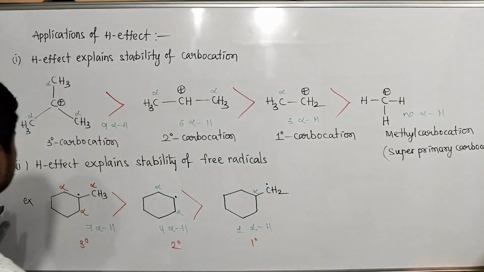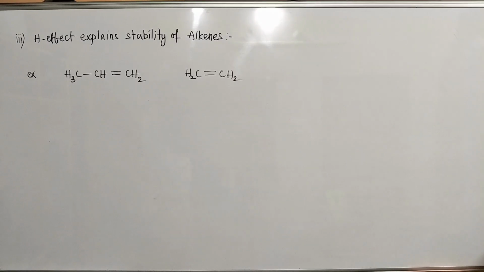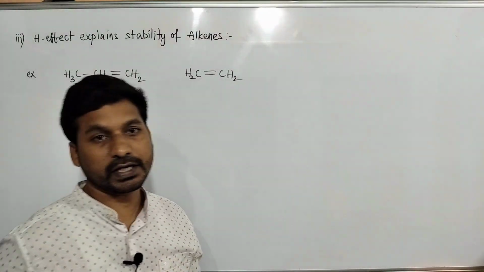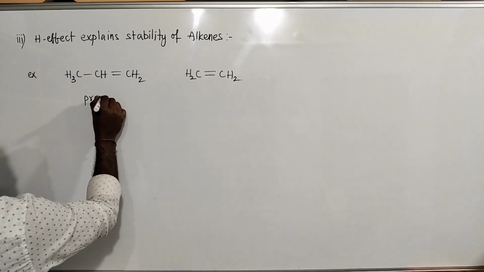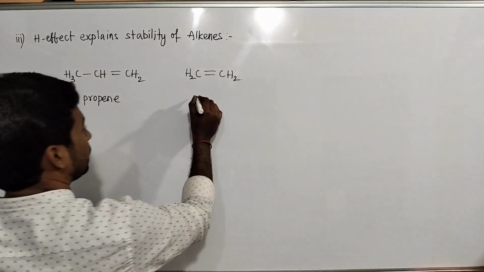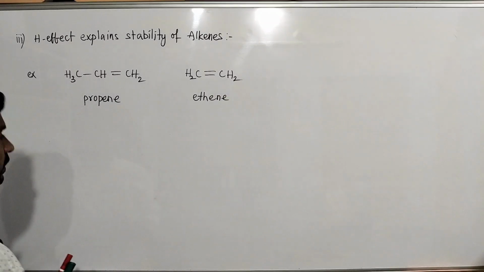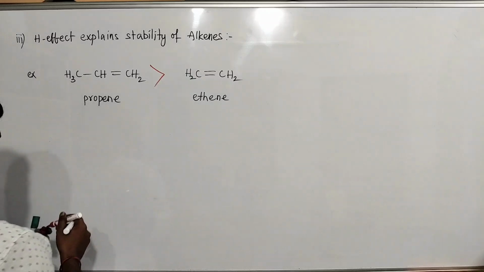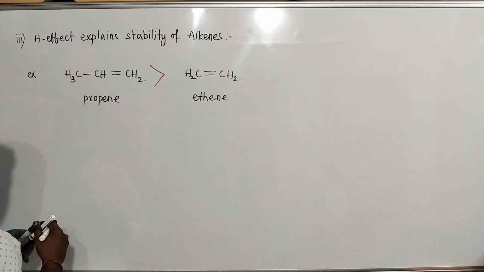Take this one. Hyperconjugation explains stability of alkenes. So between propene and ethene, or ethylene, which is more stable? Definitely propene is more stable than ethene. Why? Because in propene, how many alpha hydrogens are there?